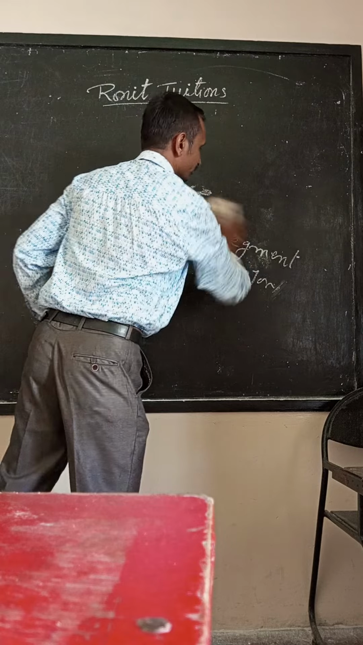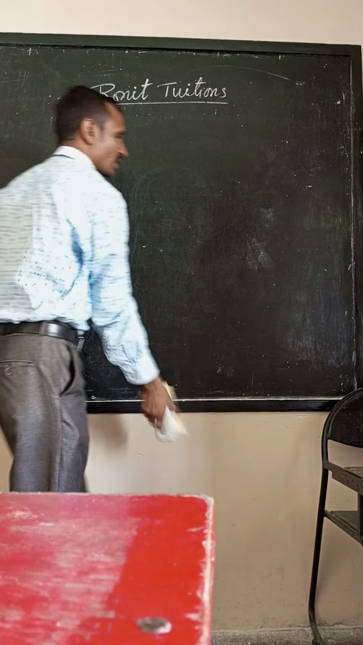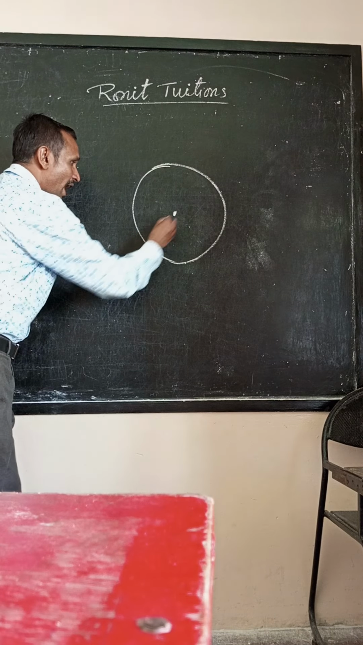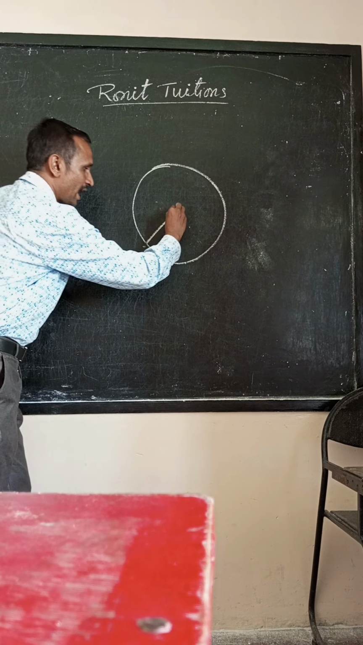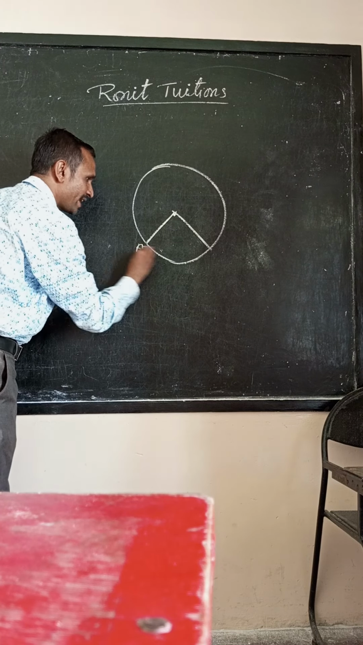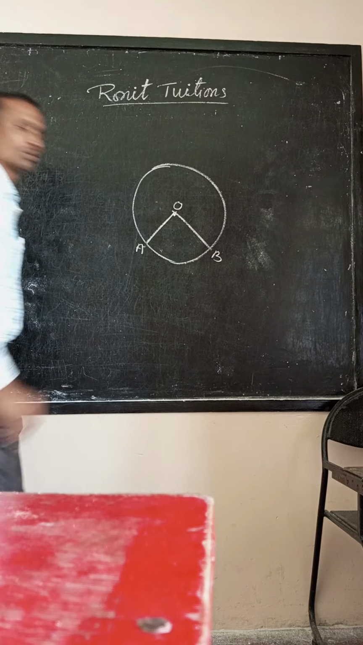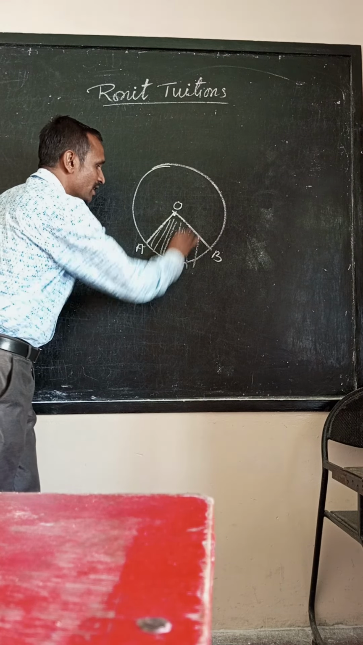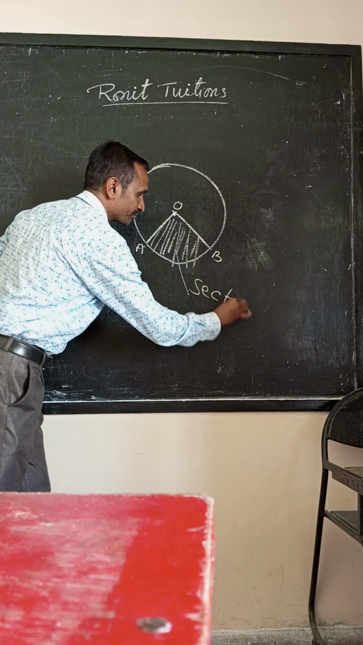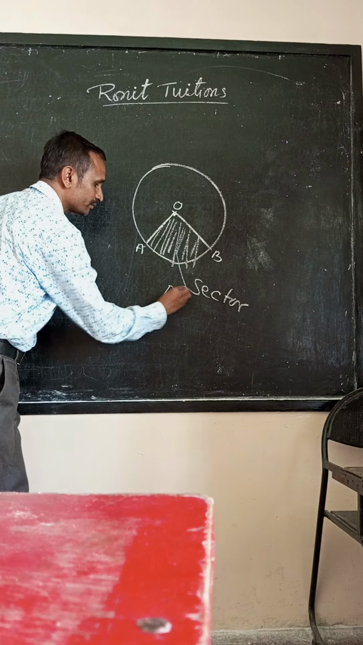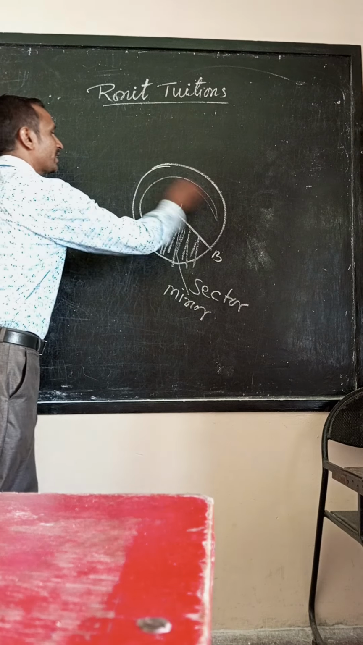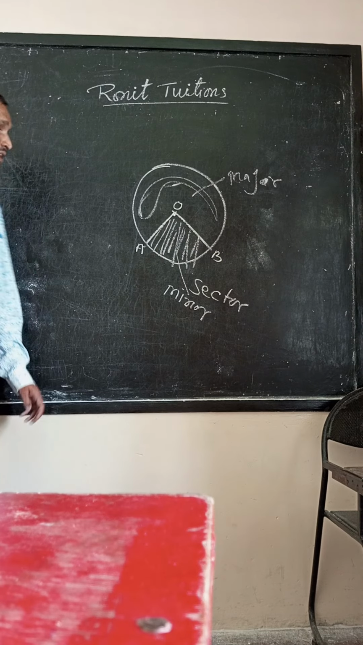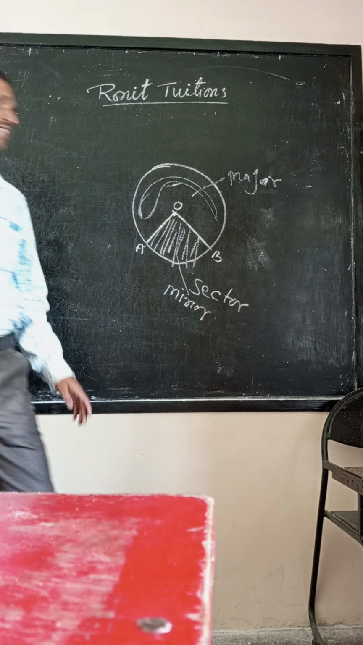Now if the circle is cut into two parts, we take it out. This is a circle, and this is the center. I join one radius and another radius. Suppose this is A, this is B, and this is O. Now only this part is called the sector. This is the minor sector, and this part is called the major sector, because only this part is taken out like a cake.